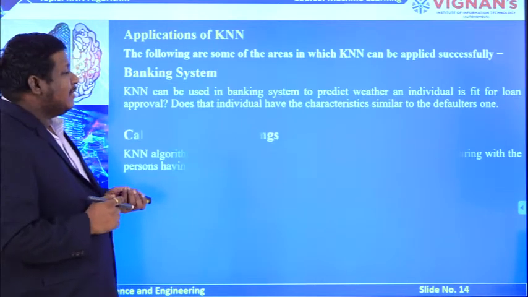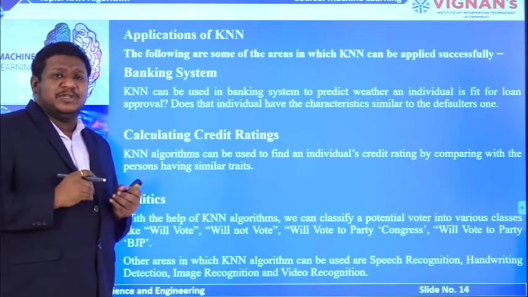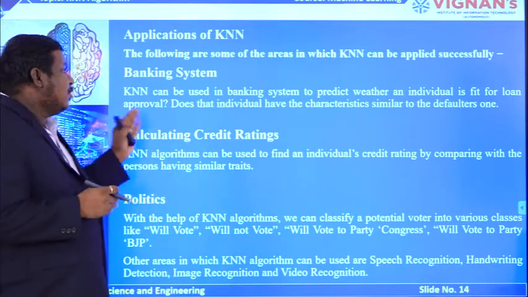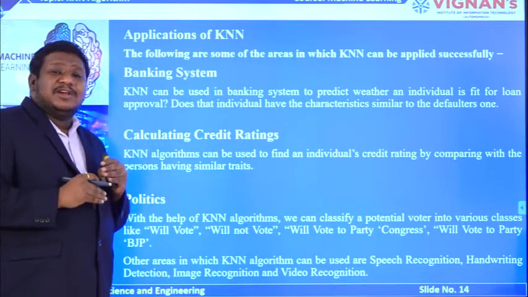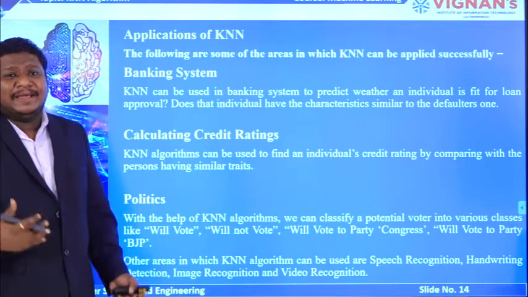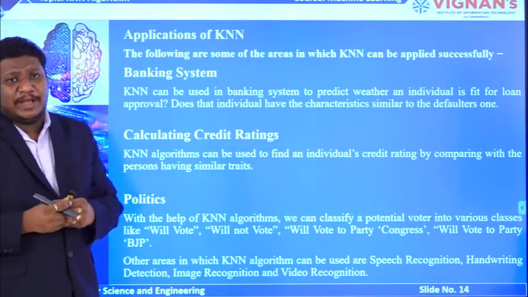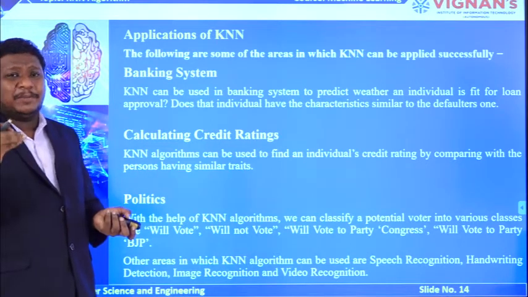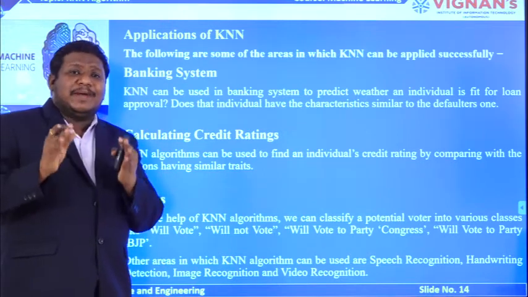Some of the applications are real-time applications where the KNN algorithm can be used. The first one is the banking system. Mainly the KNN algorithm is used in the banking system to identify whether a person is fit for a loan or not. Suppose an individual has applied for a loan to a bank. Now the bank system needs to analyze whether that particular individual is eligible to get a loan from the bank or not.